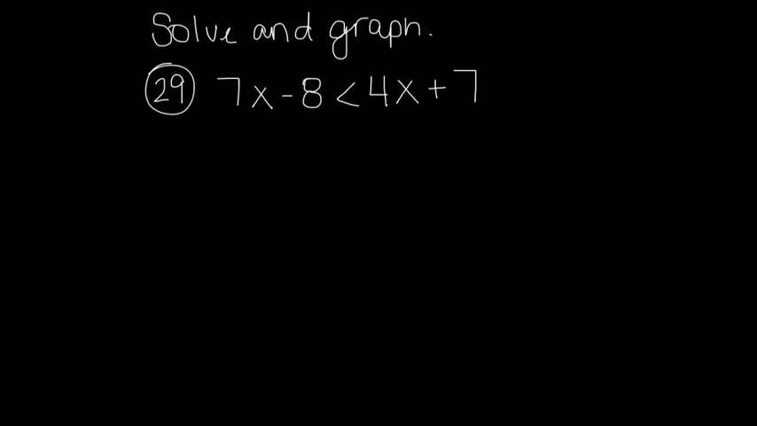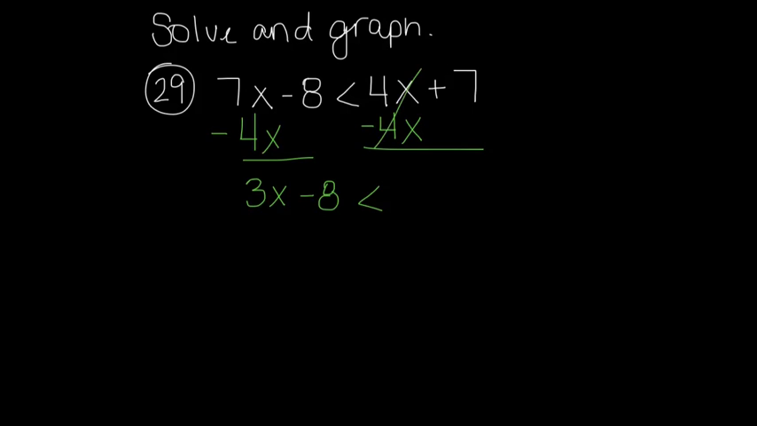To solve an inequality, I solve this using the same steps that I used to solve an equation. I just have to remember the rule about changing the direction of the inequality symbol if I multiply or divide by a negative. So in this case, I want to start off by subtracting that 4x from both sides. I'm just subtracting, so I don't have to do anything with the inequality sign. 7x minus 4x is 3x. I still have the -8 is less than, my 4x's cancel, and I get 7.